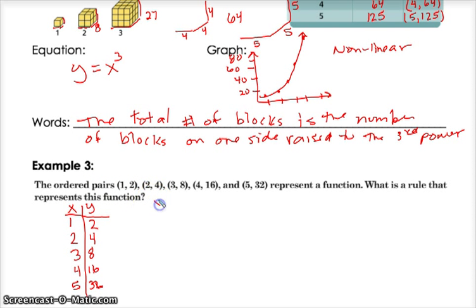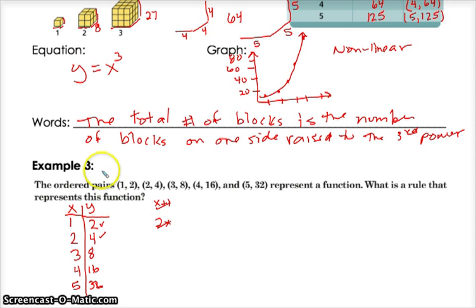Well, I could do x plus 1. Let's see if that works for the second case. If I plug in 2 and I do 2 plus 1, I do not get 4. So I'll try something else. I could do x times 2. That would give me from 1 to 2. I can plug in 2 and I get 4. That works. I could plug in 3. 3 times 2 is 6, and it's not 8. So that one gets crossed off.